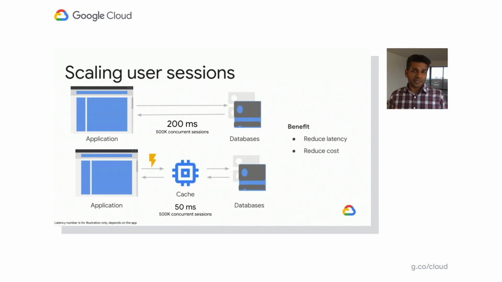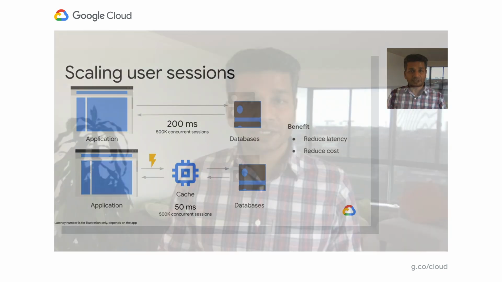So you can store your sessions in the in-memory store. Because the processing is done in memory and happens within milliseconds, your overall latency for the application can come down from hundreds of milliseconds at the 90th percentile to maybe tens of milliseconds at the 90th percentile. So having an in-memory store for scaling your application architectures is super important today.